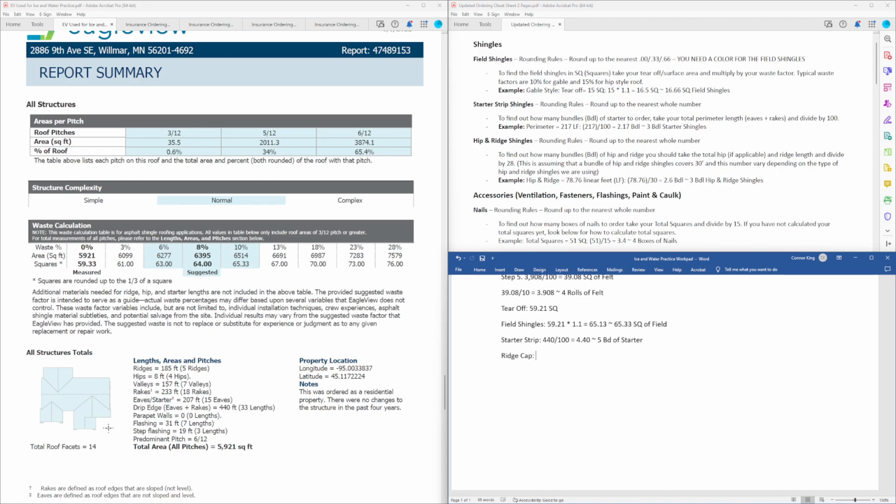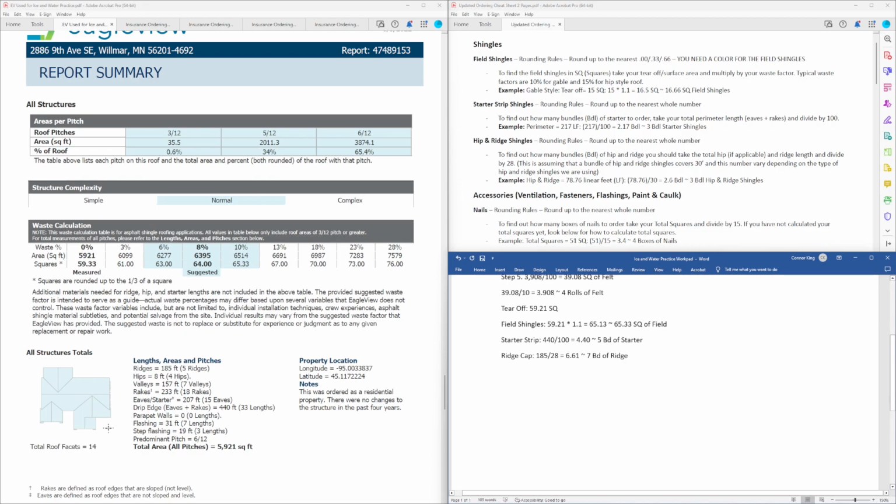So we're going to take our ridge length, which we have 185, and we are going to divide that by 28, and that's going to come out with 6.61. According to our rounding rules, we are going to round up to the nearest whole number, so we're going to have 7 bundles of ridge.